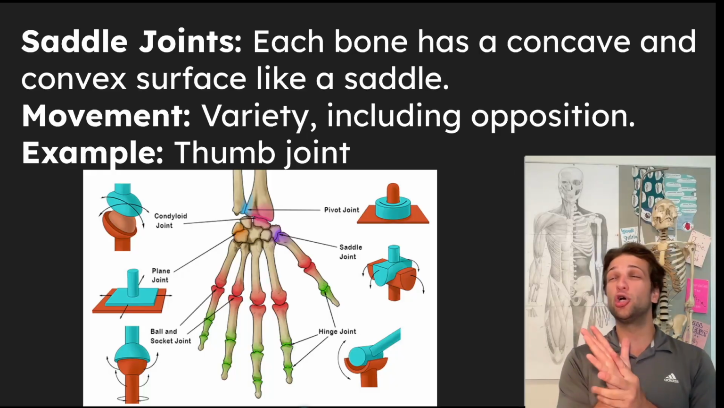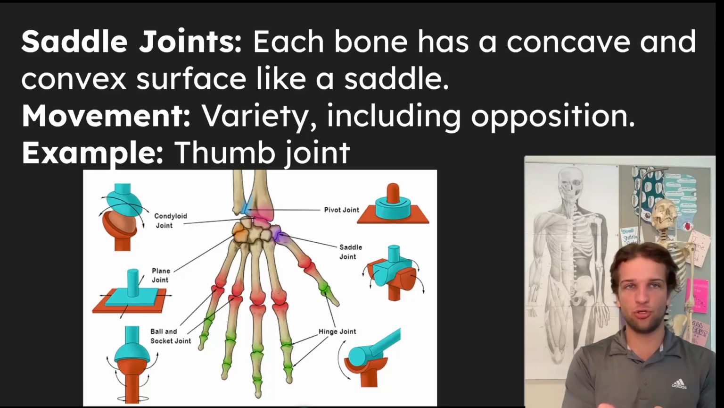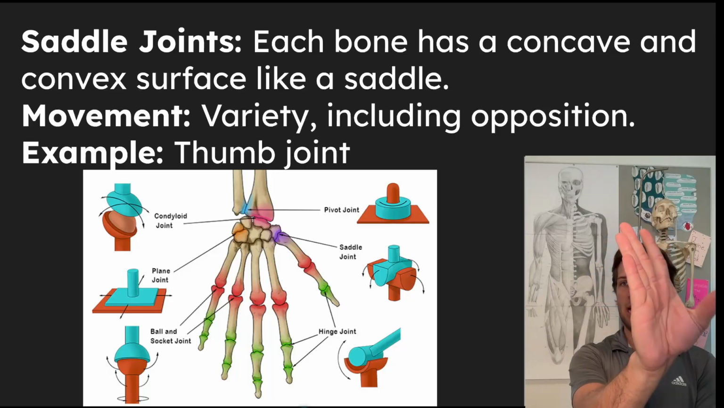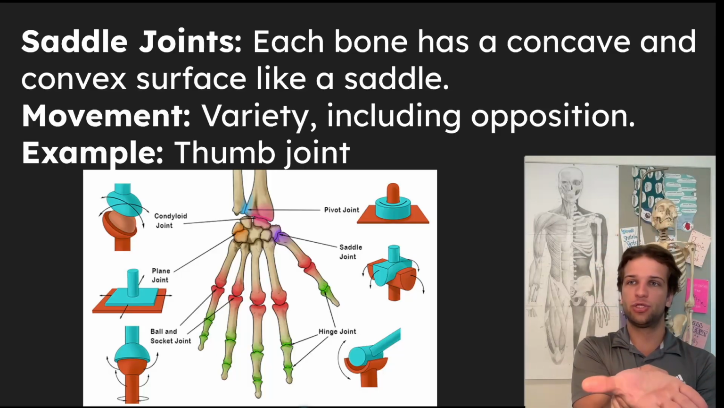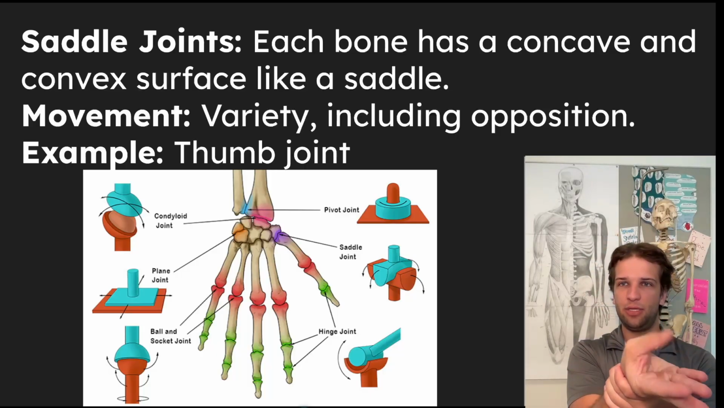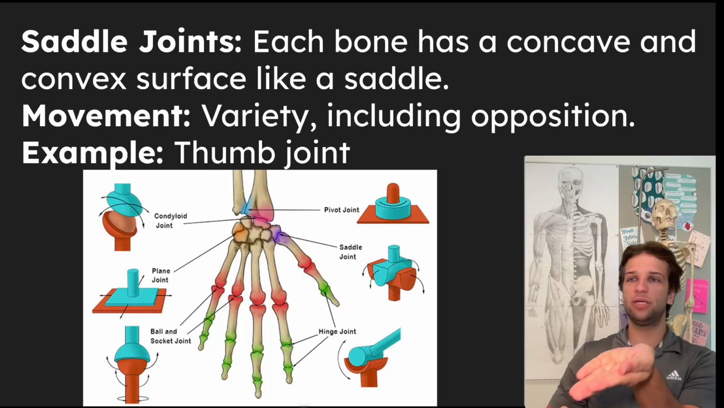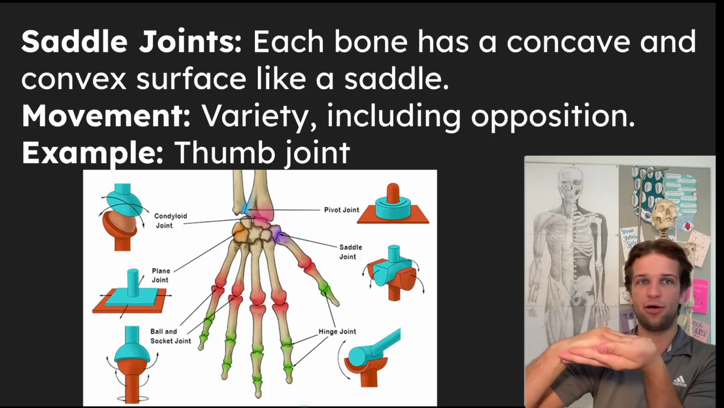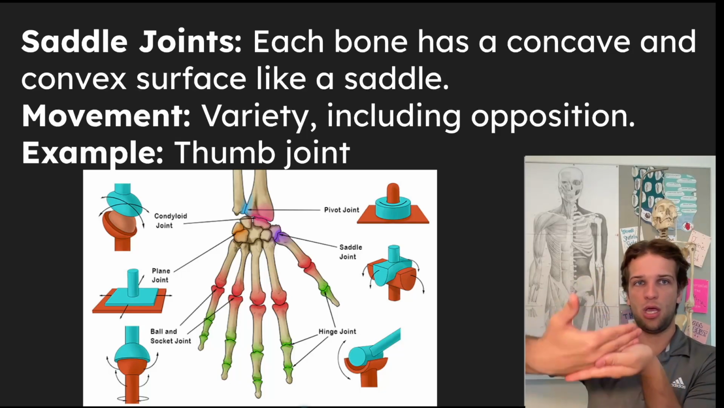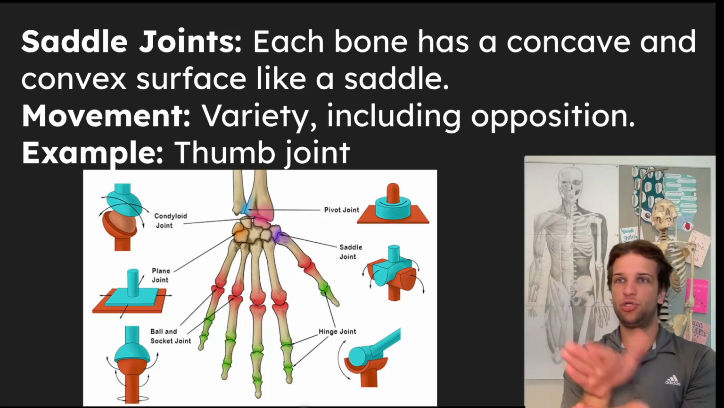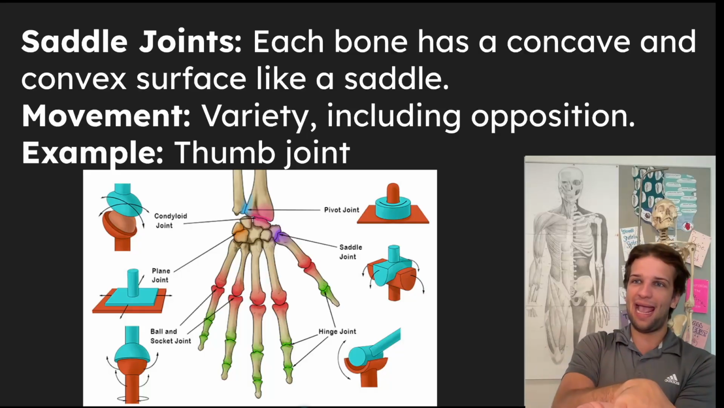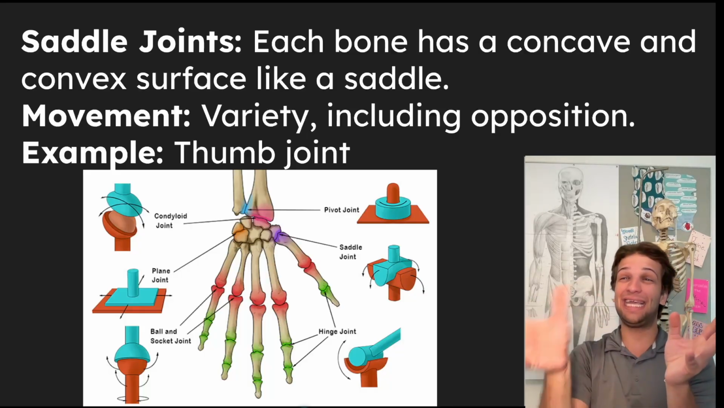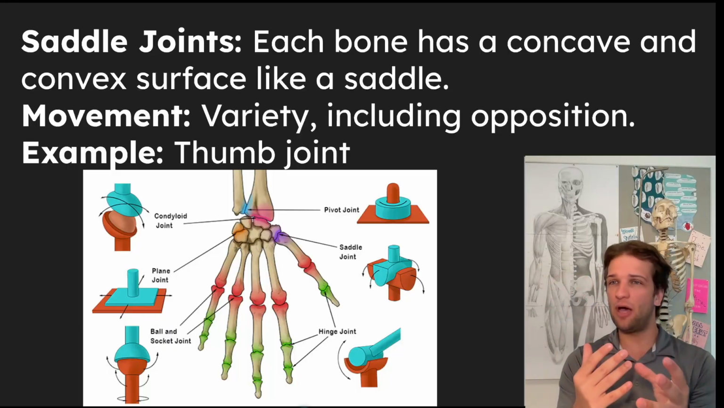We then have also in the hand what is called a saddle joint. Saddle joints are weird because there's really only one. It's just the thumb joint. So if you see on the image, right, what a saddle joint does is it gives basically a rounded edge, and it allows for the bone to sit in it and move in a variety of directions against the movement of the other bones.